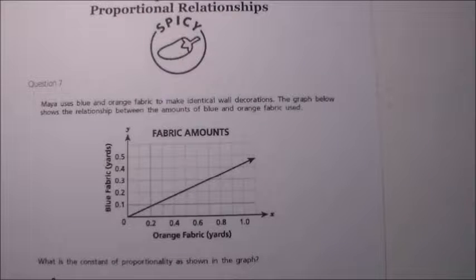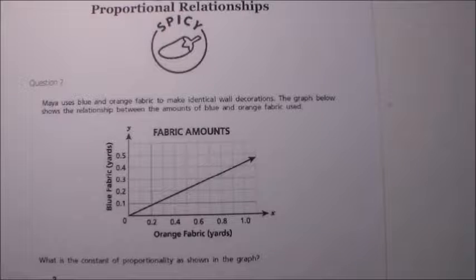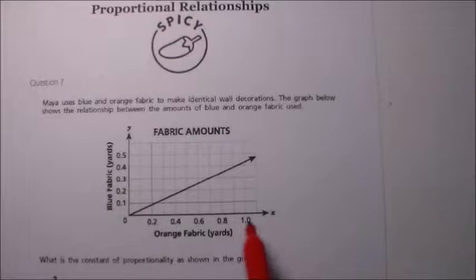Question 7. Maya uses blue and orange fabric to make identical wall decorations. The graph below shows the relationship between the amounts of blue and orange fabric used. How exciting. Orange is on the bottom, blue is up on the side. And we digest that. We see a bunch of decimals.